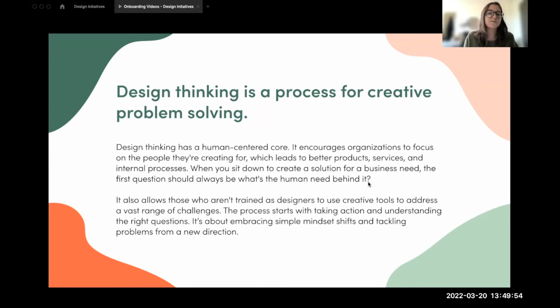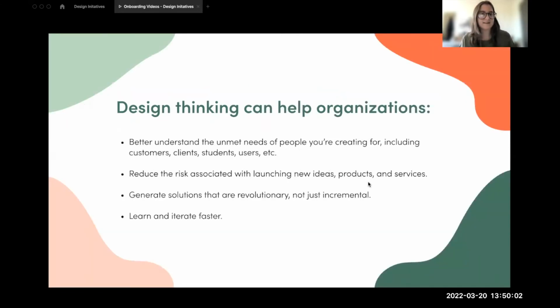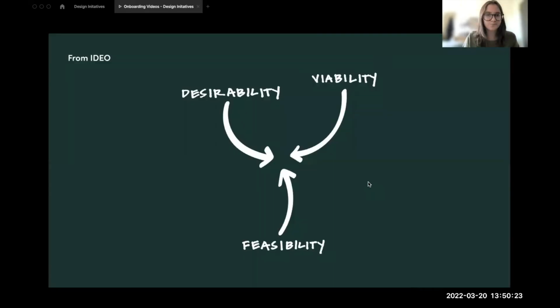The process starts with taking action and understanding the right questions. It's about embracing simple mindset shifts and tackling problems from a new direction. And design thinking can help organizations better understand the unmet needs of people you're creating for, including customers, clients, students, users, etc. And you can reduce the risk associated with launching new products, ideas, and services. You generate solutions that are revolutionary, not just incremental or band-aids, and learn and iterate faster.